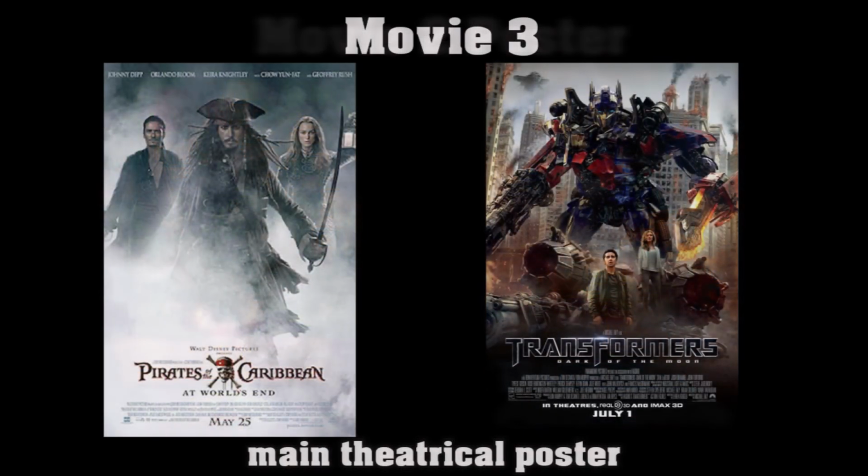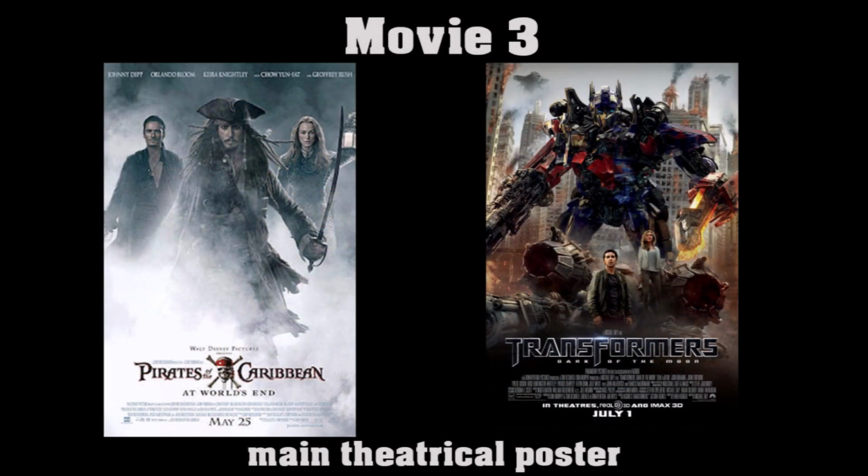So then we move on to movie three's posters, and these are again both the theatrical posters for both films. The initial thing you'll notice right off the bat is that both series sort of abandoned the whole head in the sky poster design that movie posters 1 and 2 had. Both went for something a little different, and both ended up looking very similar. We have our main hero, Captain Jack Sparrow and Optimus Prime, in the center, both of them in an action pose with their sword in their left hand.